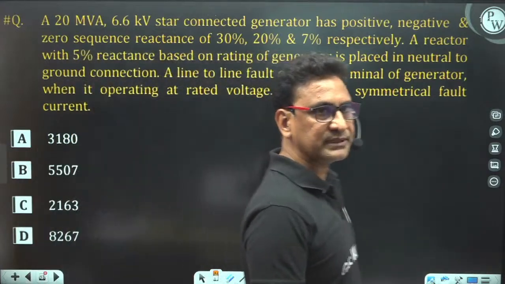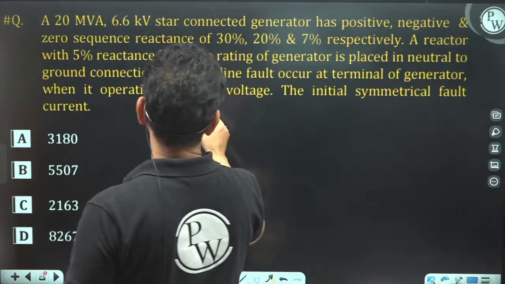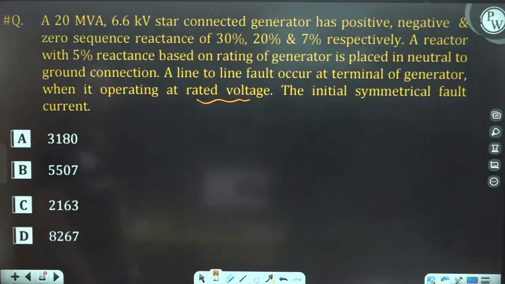Okay, let's take one more example. Then I will move to the line to line, double line to ground fault. A 20 MVA 6.6 kV star connected generator has positive, negative and zero sequence reactances of 30%, 20%, 7%. A reactor with 5% reactance based on the rating of the generator is placed in the neutral to ground connection. A line to line fault occurs at the terminal of the generator when it is operating at the rated voltage. Clear? The initial symmetrical fault current will be.